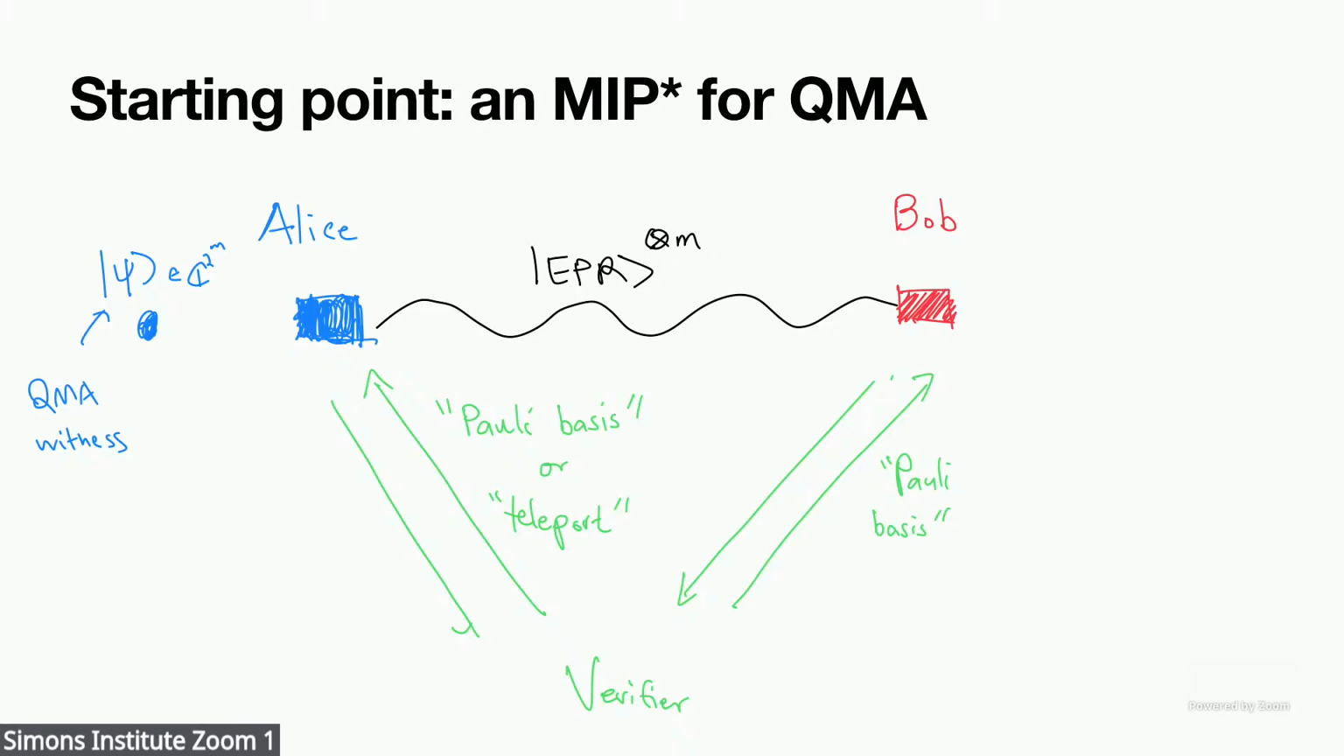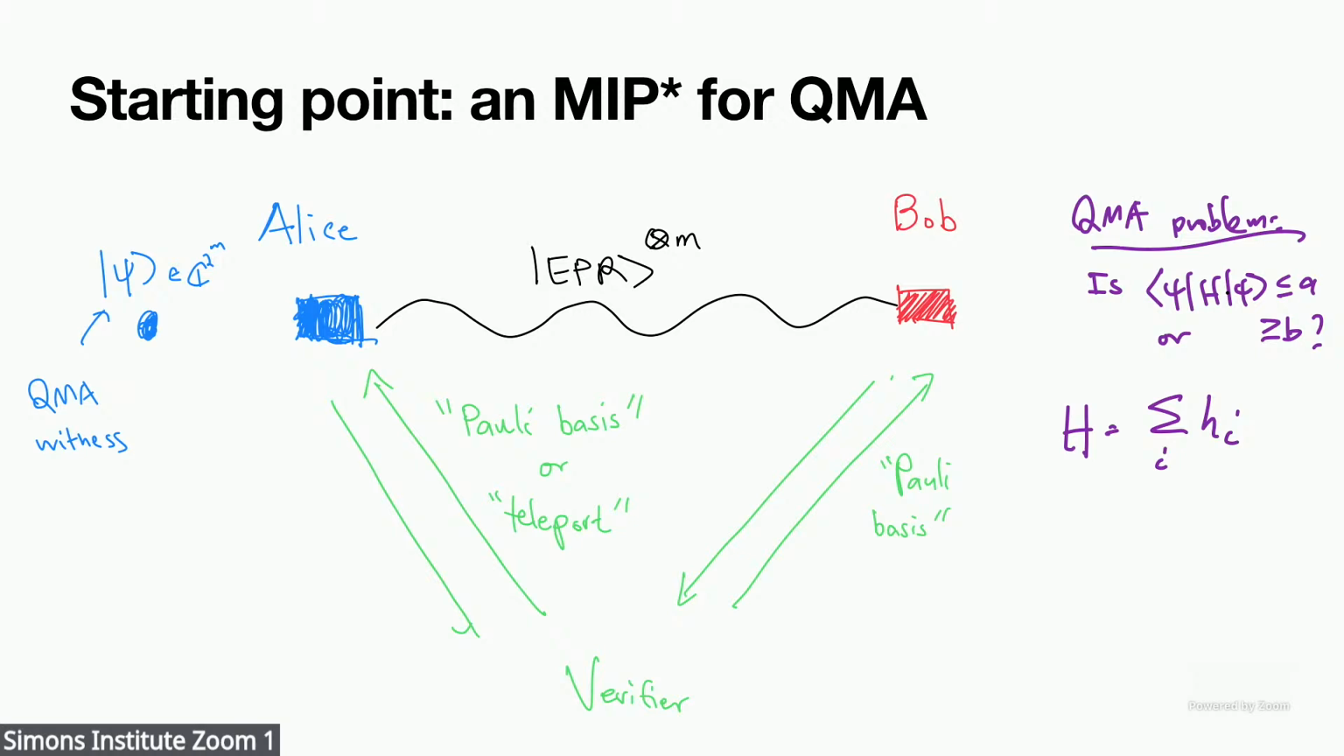He'll be asked to measure your qubits in some combination of Pauli X and Z bases, and report them back to the verifier. So why is this a good thing to do? Let's write down what a QMA problem looks like. Here's a kind of QMA-complete problem.